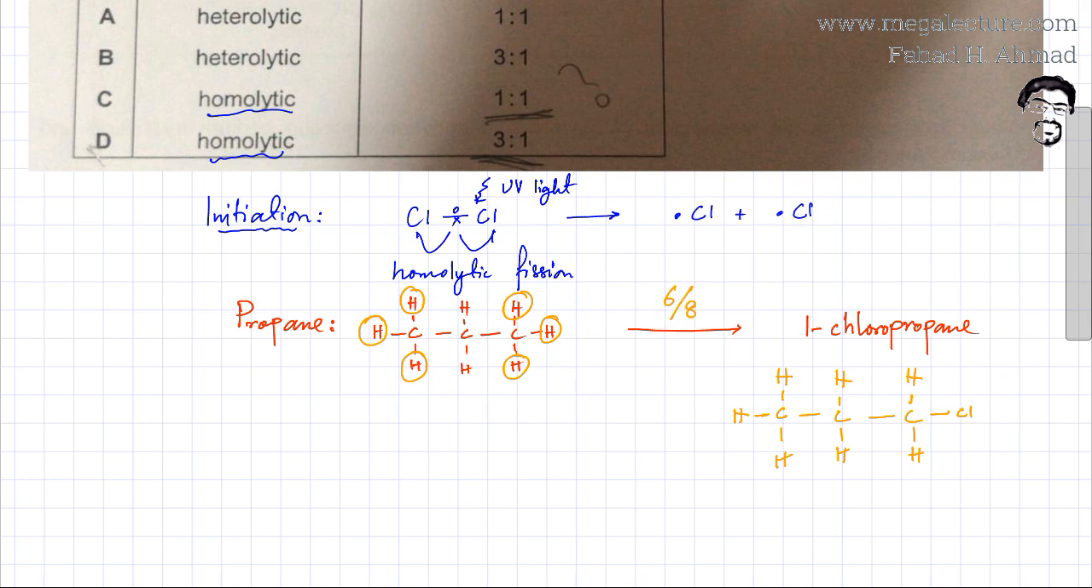So you had a total of eight possible hydrogens that might be substituted. If the middle ones get substituted by Cl, you're never going to get 1-chloropropane. It's always the ones at the end that might get substituted. So the probability is that out of the eight hydrogens, if either one of the six end ones gets substituted, you're going to get 1-chloropropane.